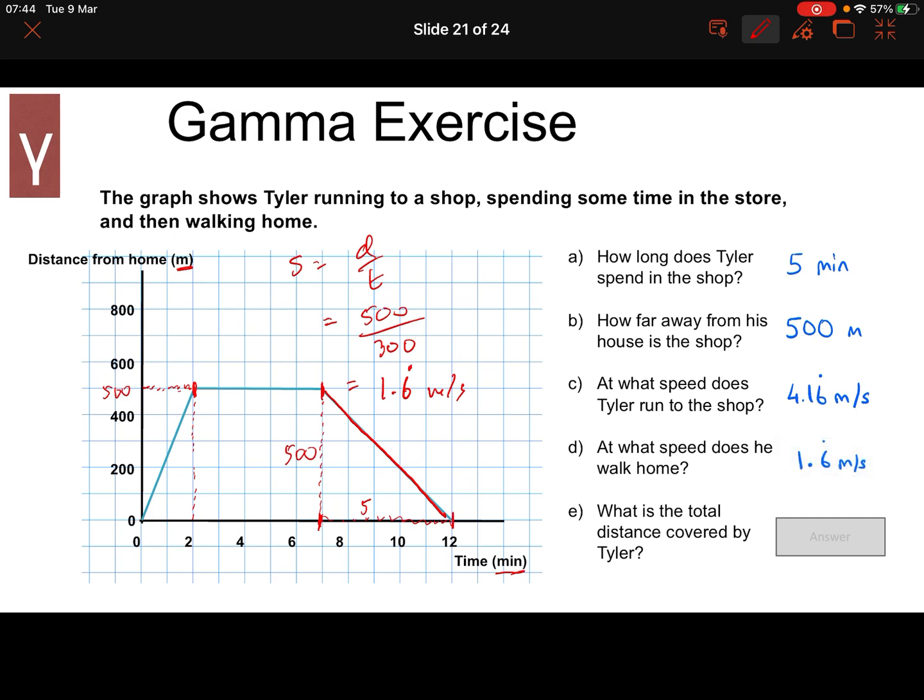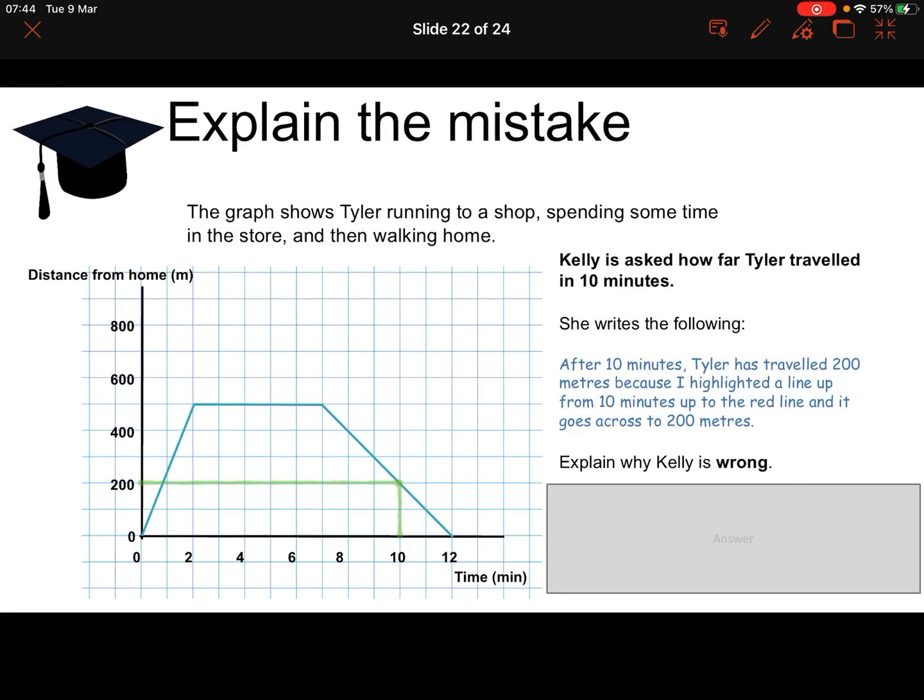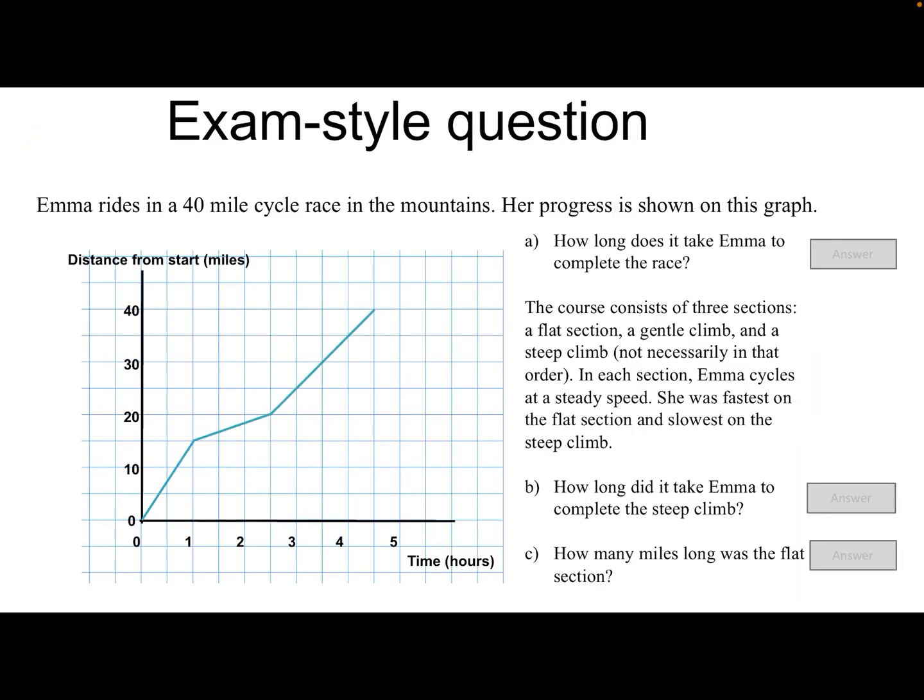What is the total distance covered by Tyler? Now this would be very easy to say 500 because it's 500 metres to the shop. But remember, she goes to the shop and then she returns home. So actually, it's going to be 1,000 metres. She travels 500 metres to the shop and then returns another 500 metres home. Okay? Right, let's leave it there, okay?